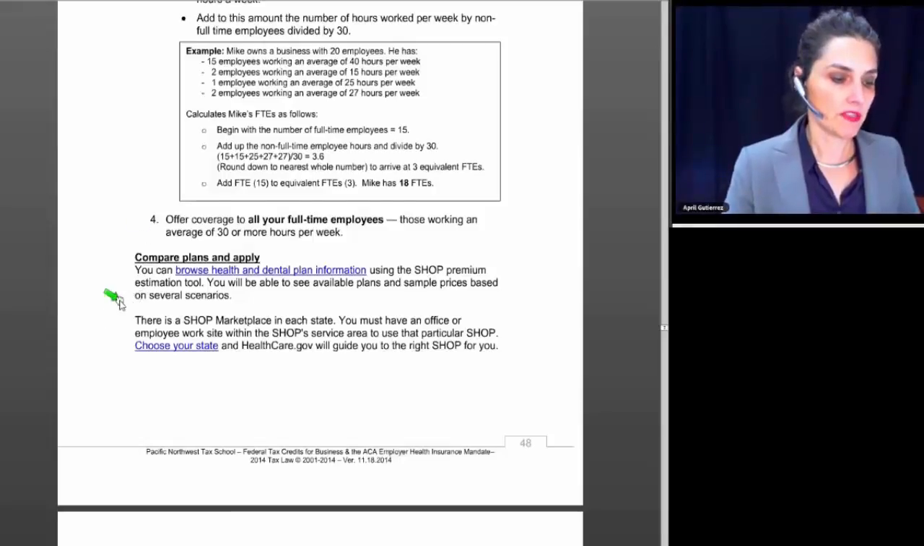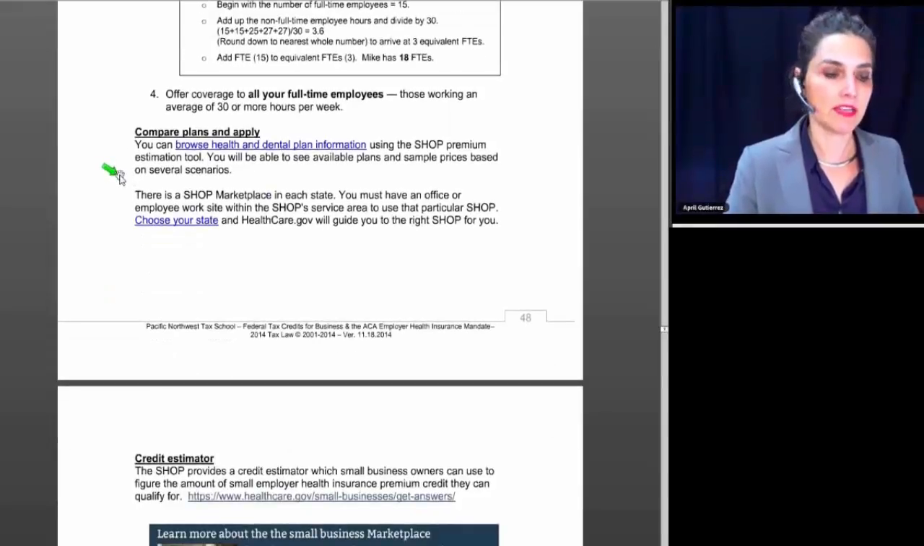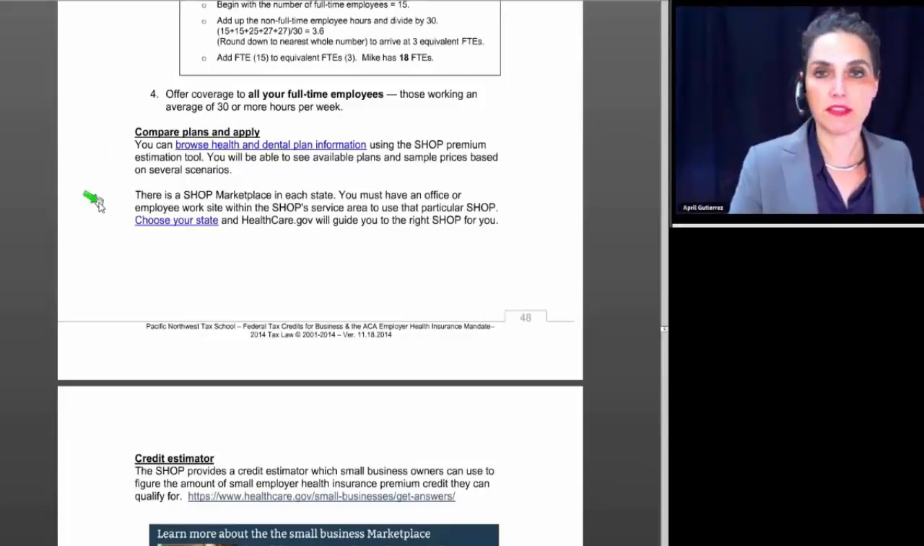So what else happens in the shop? Well, you can compare plans and apply. You can browse the health and dental plan information using the shop premium estimation tool. You will be able to see available plans and sample prices based on several scenarios.